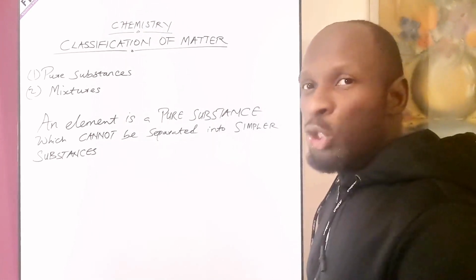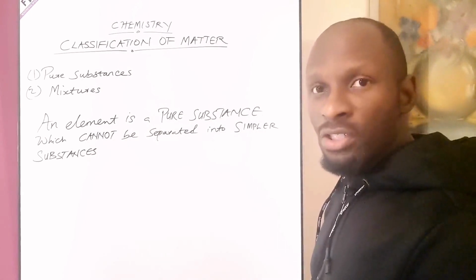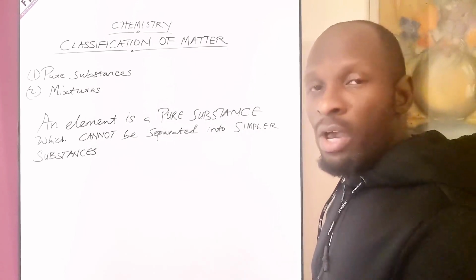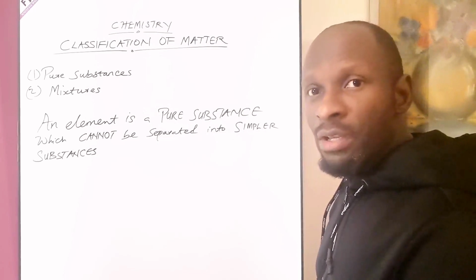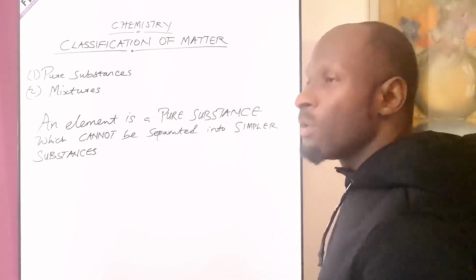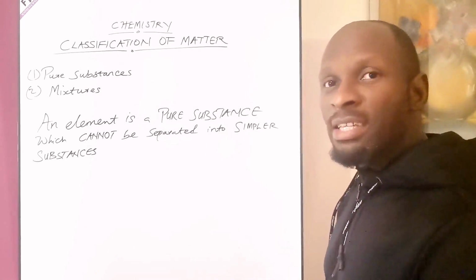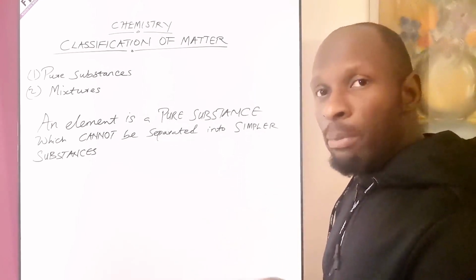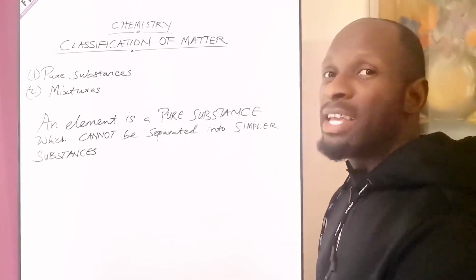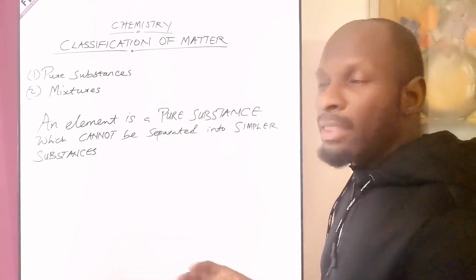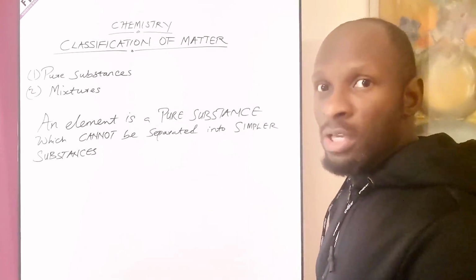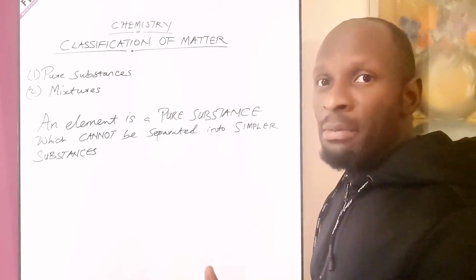You are familiar with a lot of elements. For example, we have oxygen, which we breathe in. We have carbon. We have nitrogen. We have phosphorus. We have fluorine. We have neon. We have potassium. We have calcium. In fact, we have 118 elements in the periodic table. The periodic table is the table that contains all of the elements that are in existence. Okay, we would look at the periodic table in one of the subsequent lessons, but we are not looking at it today. So these are examples of elements.